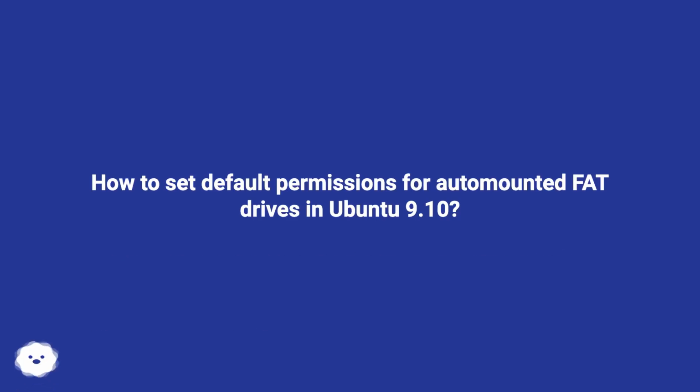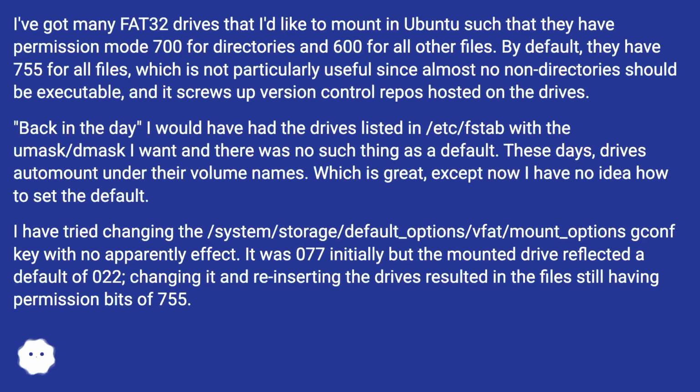How to set default permissions for auto-mounted FAT drives in Ubuntu 9.10. I've got many FAT32 drives that I'd like to mount in Ubuntu such that they have permission mode 700 for directories and 600 for all other files.